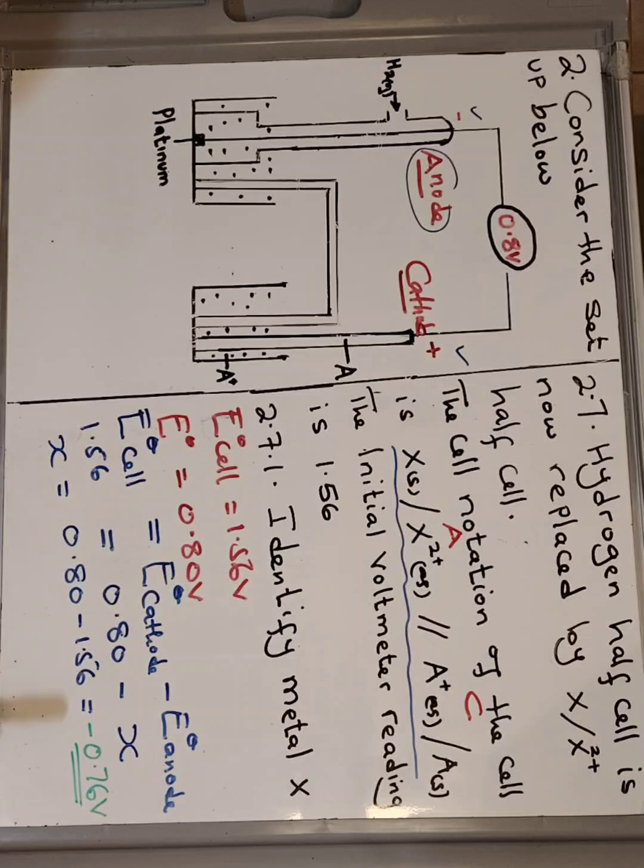Now, what you have here is the standard reduction potential of X. And now comes the next part of identifying it. How do you identify it? You go to the table of standard reduction potential to find out which element is having this value. So the element is zinc. So zinc is X, or X is zinc, and that is it. That's how we answer that question.